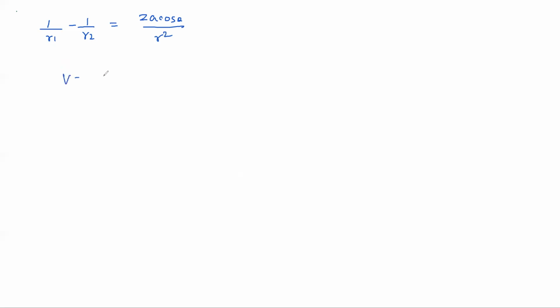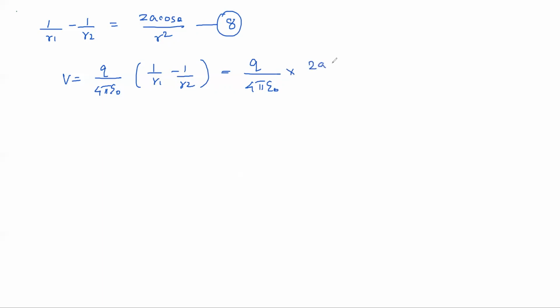So our potential is nothing but q by 4 pi epsilon naught into (1 by r1 minus 1 by r2). So we can substitute our term. You can call it equation number 8. So you are left with q by 4 pi epsilon naught into 2a cos theta by r square. So we can group the terms q into 2a and do cos theta by 4 pi epsilon naught r square.